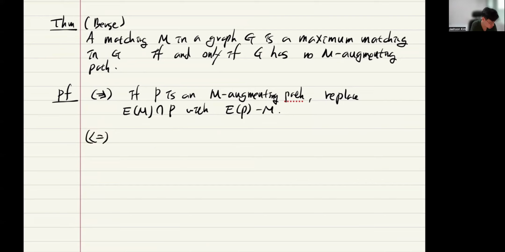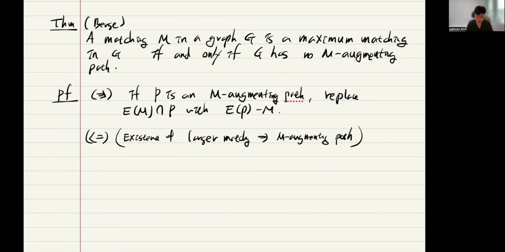And we take the other direction. So assume that, for this direction, what do we do? We take the contrapositive, then the existence of a larger matching implies an M-augmenting path. So that's what we want to show, right? That's the contrapositive of this direction.